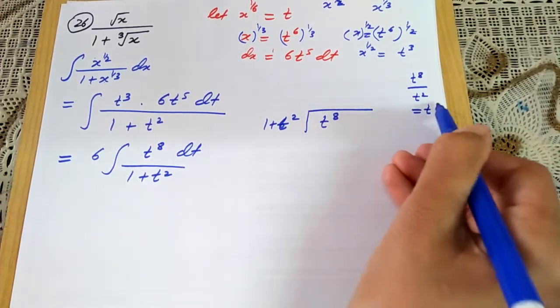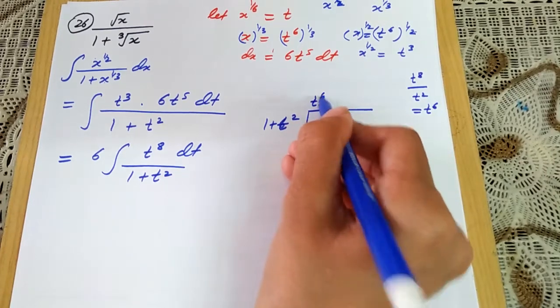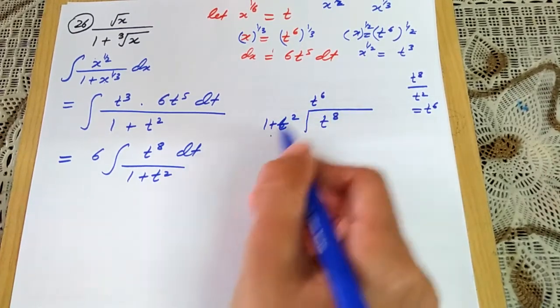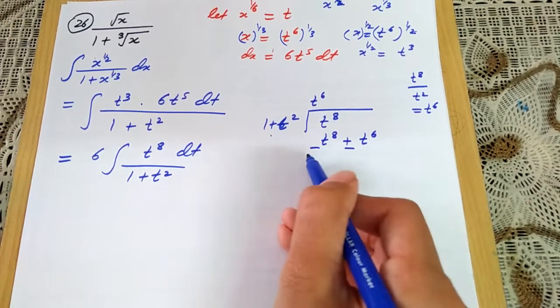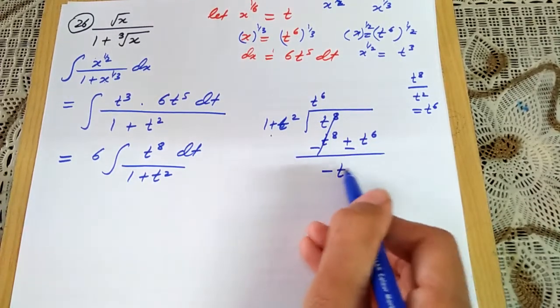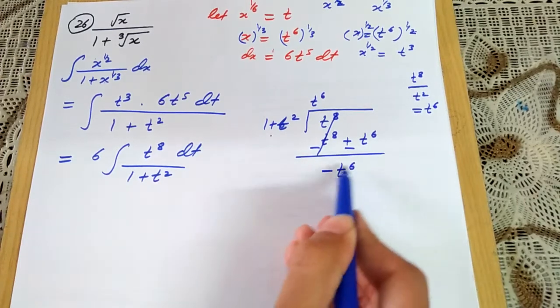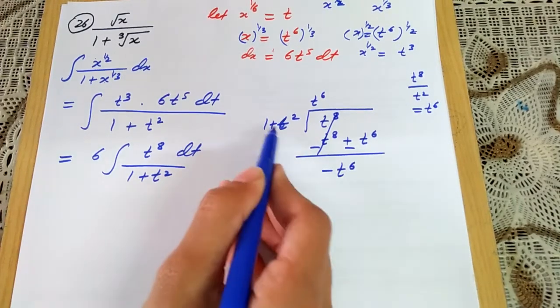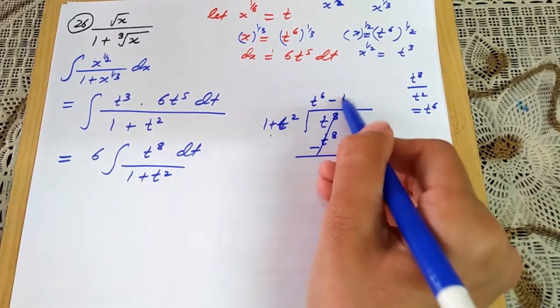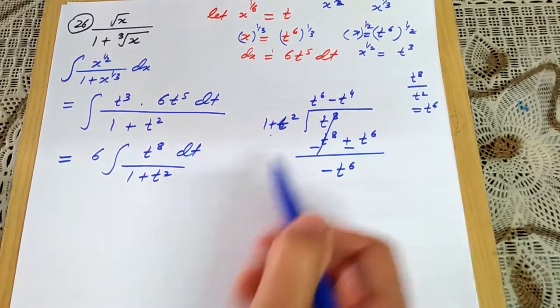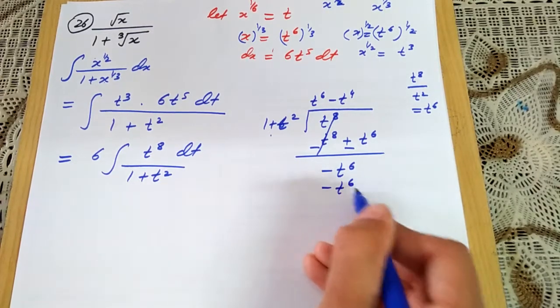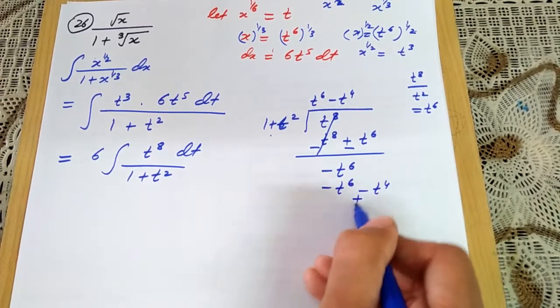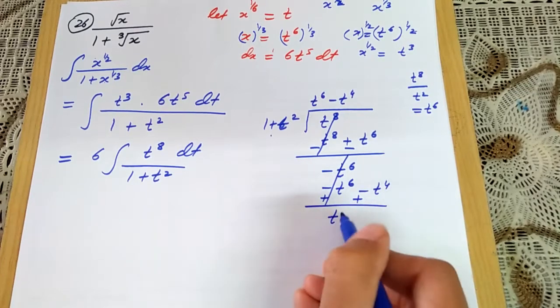You will get here t raised to power 6. So it will be t raised to power 6 and multiply it now. You will get t raised to power 8 plus t raised to power 6. Subtract it. Now minus t raised to power 6. Now again divide this negative t raised to power 6 with t square. You will get here negative t raised to power 4. Now again multiply it with both the terms. You will get here negative t^6, negative t^4. Subtract it. You will get t^4.